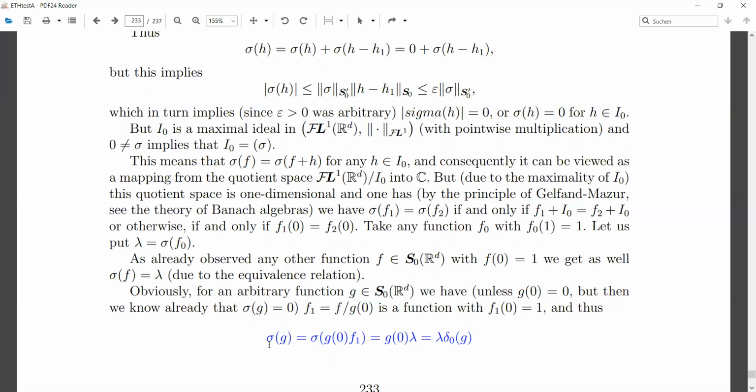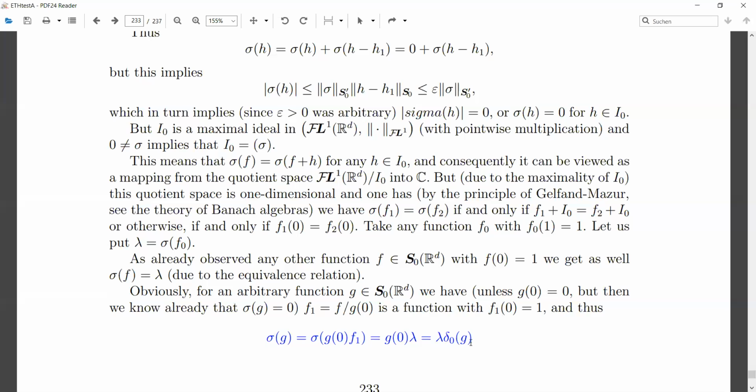So what can you say about sigma applied to g? Sigma is just sigma of, well, we rewrite g from f. We have obtained f1 by dividing the g, so that's the typo, by g0. So you rewrite it, f1 multiplied with g0 is clearly the g. Okay, so it's chaos here, but I will have to correct it. But you just rescale everything. Then you get the value at 0 times lambda, which is lambda times delta 0 of g.